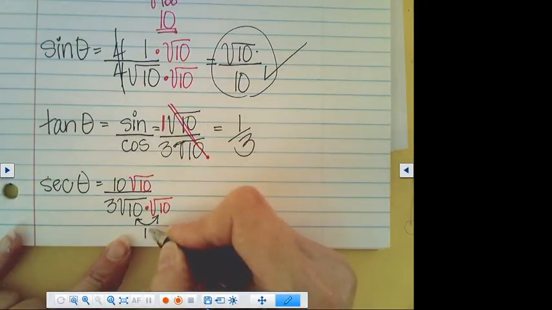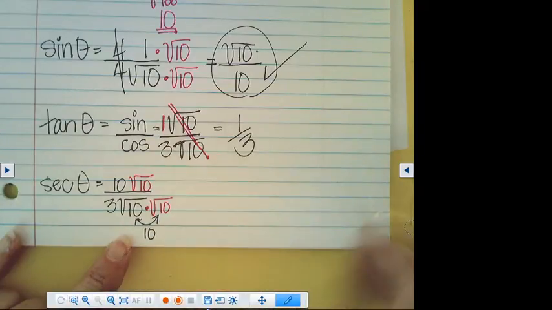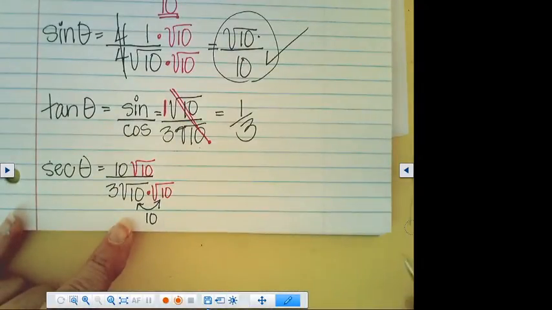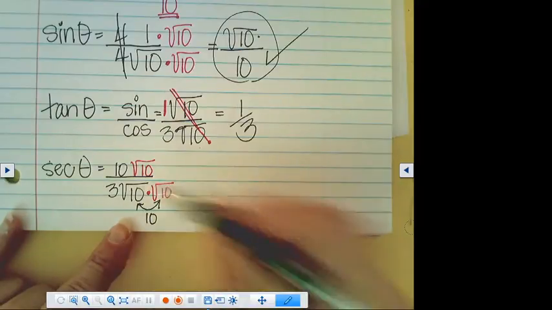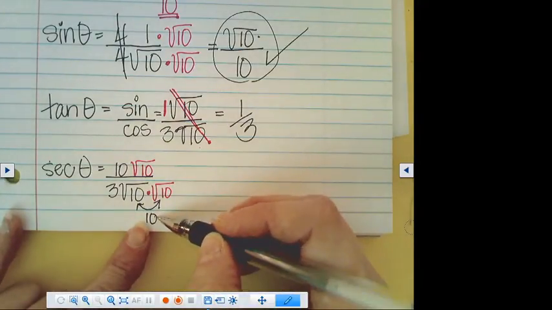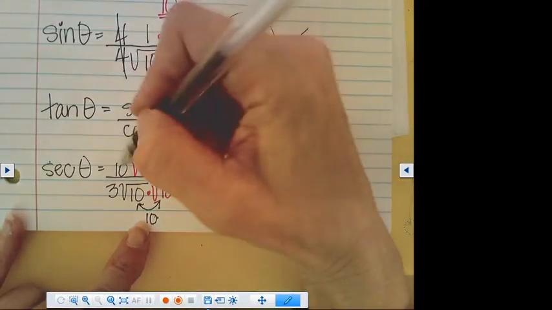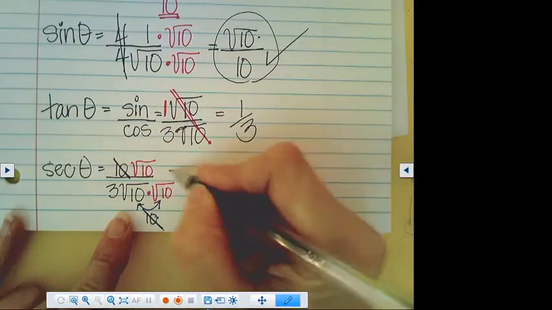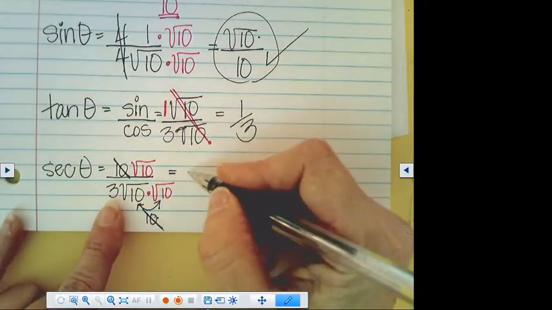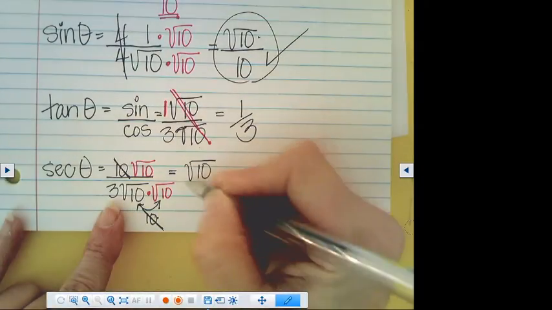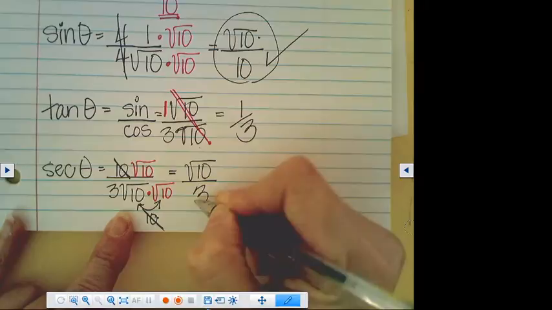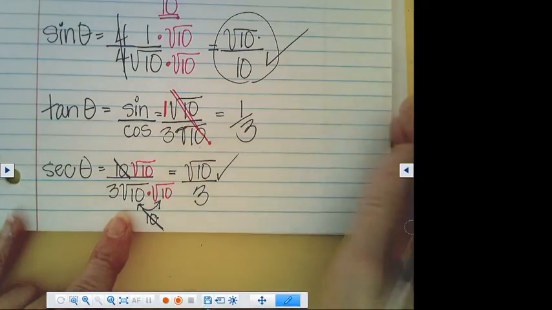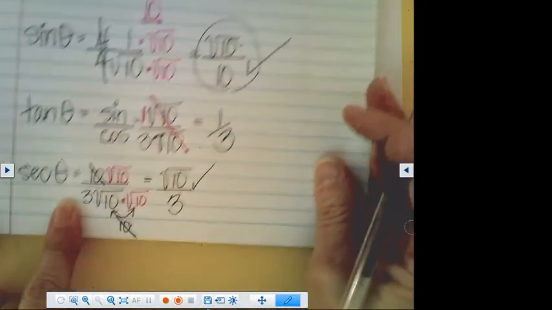Do they make 10? Okay, do you guys see a 10 in the numerator also? And then you're telling me I've got a 10 in my denominator? So this 10 and that 10 will what? Good. What does that leave in the numerator? Square root of 10 and the denominator, 3. Good job. Thank you. There's your secant answer. All right, cosecant.